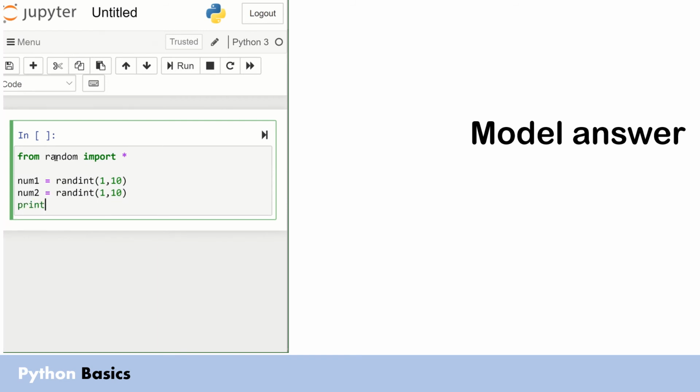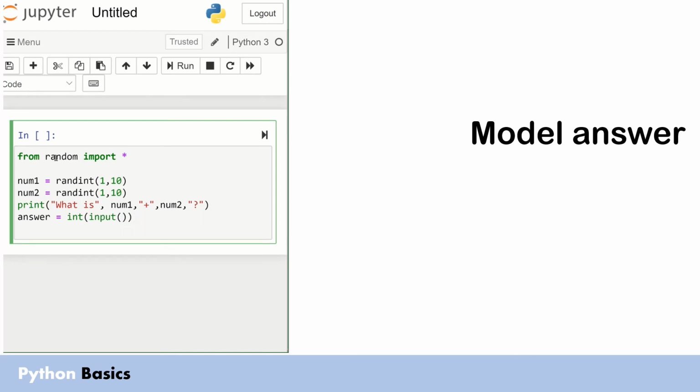Then I'm going to display that as a sum. So I can go print what is num1 plus num2, and I can ask the user for an answer equals int input. Then I'm going to work the answer out myself. So total equals num1 plus num2.